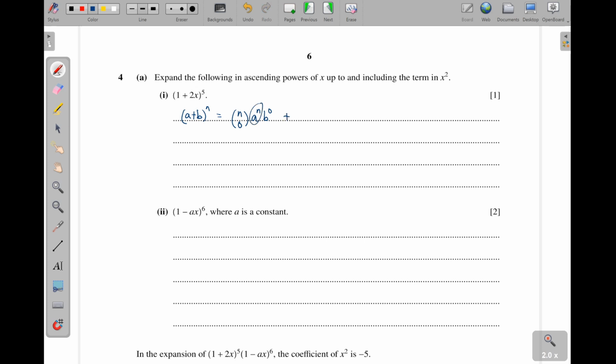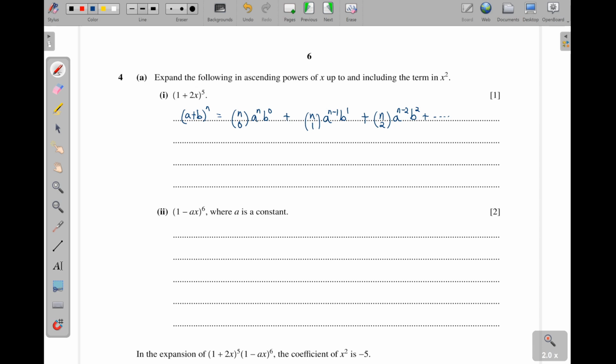Now, this a keeps on reducing in the powers, and b picks that power. So n minus 1, then b power 1. So you see the power here, again, it is the one that is down there. Okay, then we shall add n combination 2, and then a power n minus 2, then b power 2. And then it continues like that, okay?